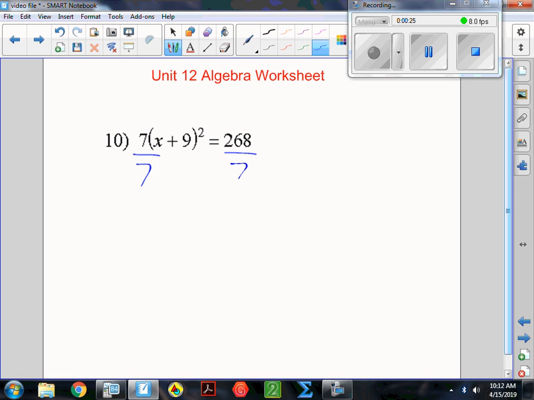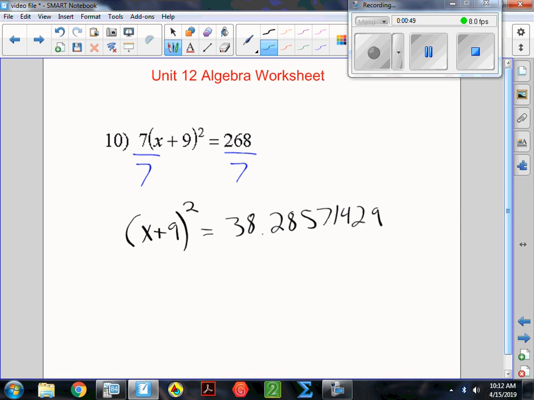What's weird about this problem is that it does give you a decimal. It's not weird, but it's not pretty. So right now I have x plus 9 squared is equal to 268 divided by 7. 268 divided by 7 is 38.28571429.